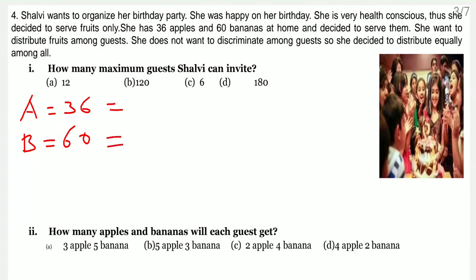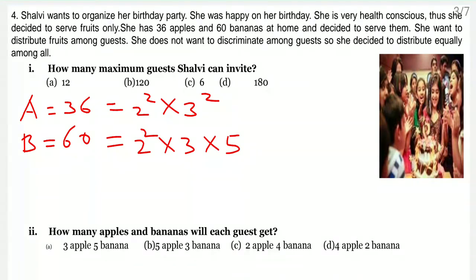So I'll find out the prime factors first. 36: 9 fours are 36. So, 4 means 2 square, and 9 means 3 square. 60 means 10 sixes are 60. So, 10 and 6. Here 6 means 2 into 3, 10 means 5 into 2. So, here 2 square I will write down. So, these are the prime factors.